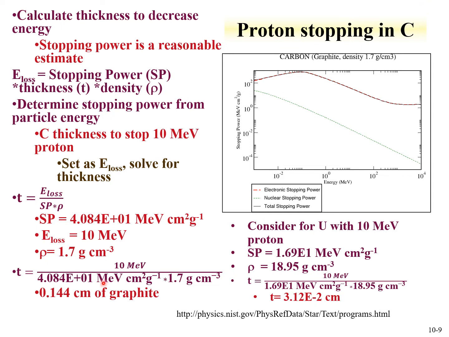of graphite. If we want to consider uranium with a 10 MeV proton, we can again go to this website. We looked up the uranium stopping power. It's shown here as 1.69 times 10 to the first MeV centimeter squared per gram. The density of uranium is around 19 grams per centimeter cubed. We put this into the equation and we see we need much less uranium to stop the proton than graphite.